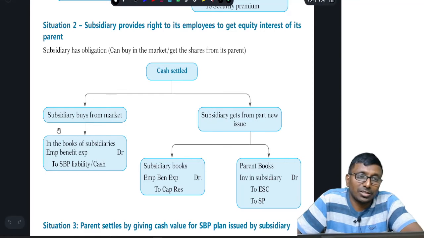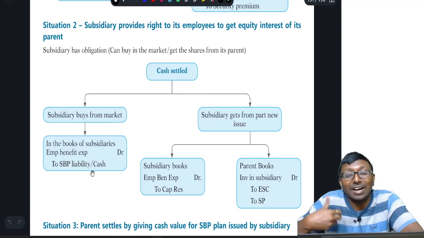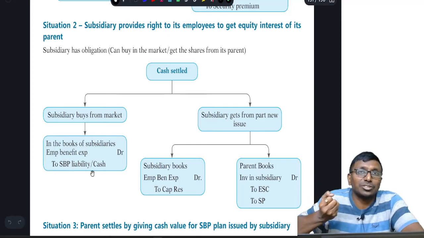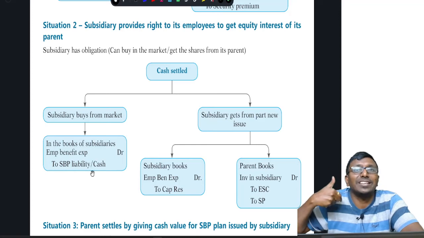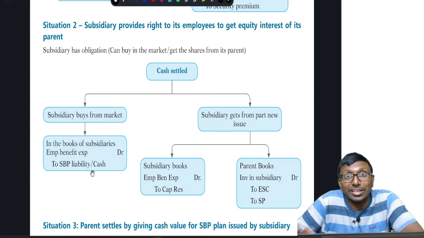First option, if you observe here, subsidiary buys from the market. From the market we are buying. Okay, that means we have got an obligation to buy it. Yes, exactly. Correct. So employee benefit expense account debit to SBP liability. Yes, it is a liability. We are not giving our own shares. We are purchasing some shares of the parent company. I am buying in the market, I am giving it to them. That's why it is a cash settled option for us. We are giving other assets, not our own equity instruments.